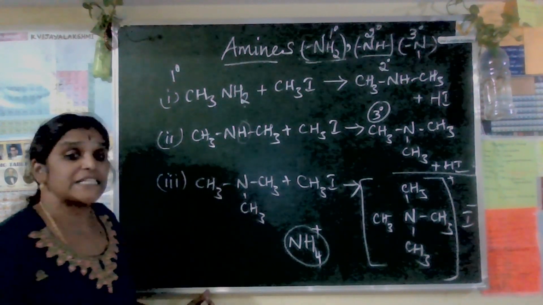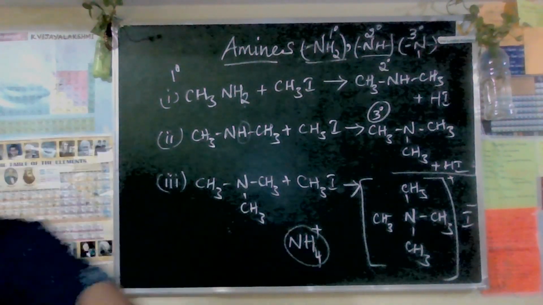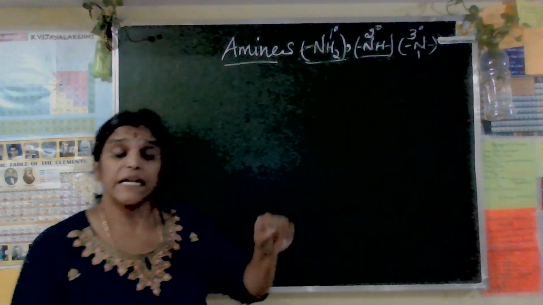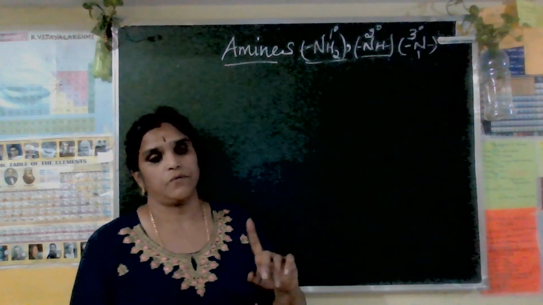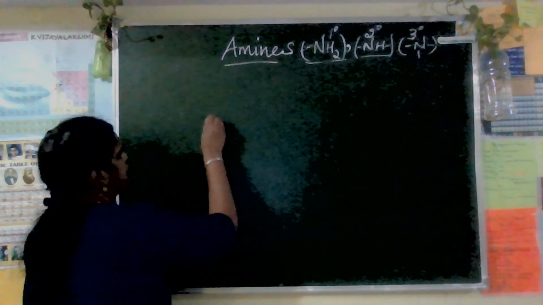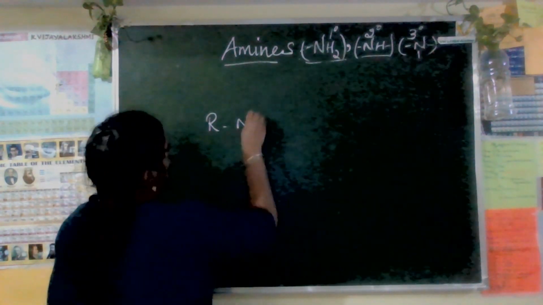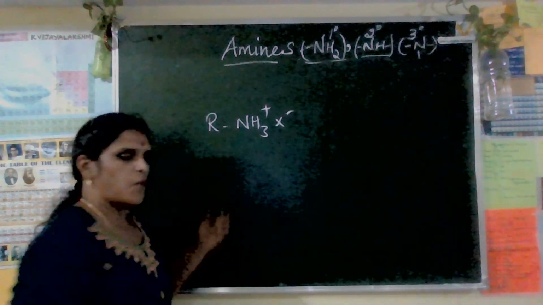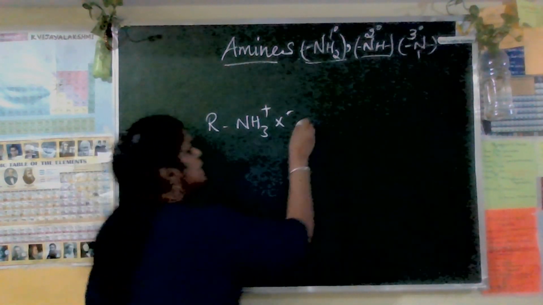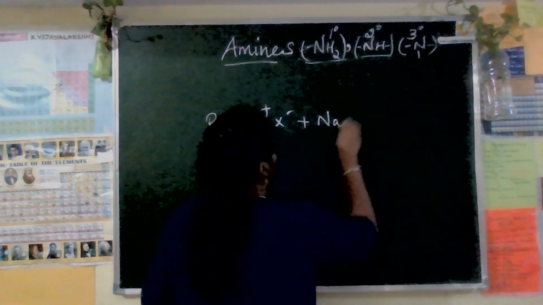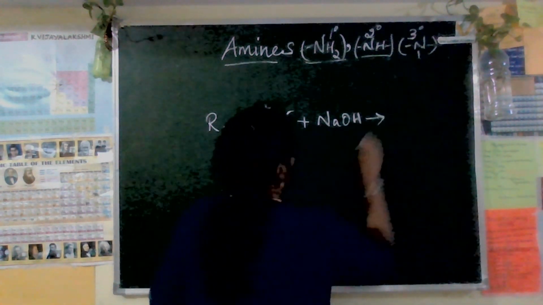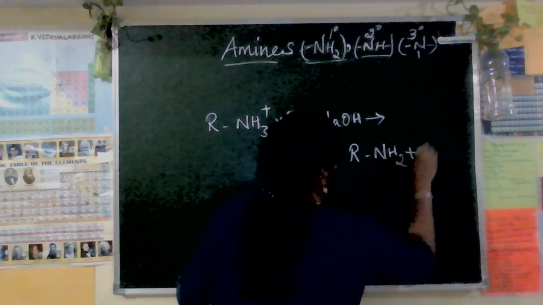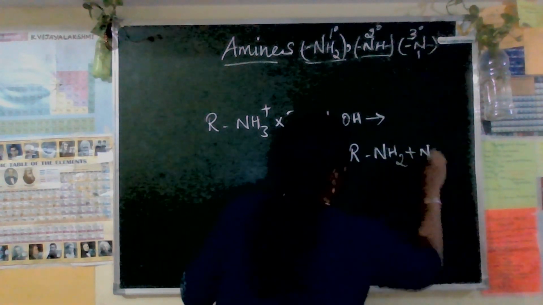Okay. Now the next one we are going to see today. Now, the quaternary ammonium salt reacts with the strong base. What is the product? Let us check it. R NH3 plus X minus. This is the quaternary ammonium salt combined with the strong base. What will you get? You will get primary amine only. And you will get what?